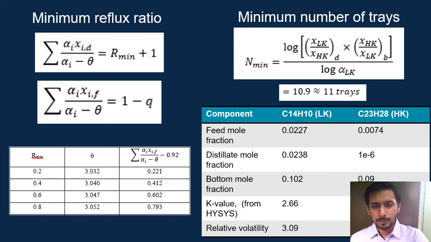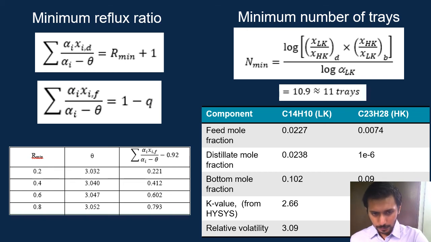Over here we use the relative volatility of every component, but at the same time we also use the composition in the feed stream, and here, on the contrary to R min, we are using q. q is basically the ratio of the bottom stream to the feed stream. So by doing that and experimenting with the values, we are able to get a positive R min value that should suffice.